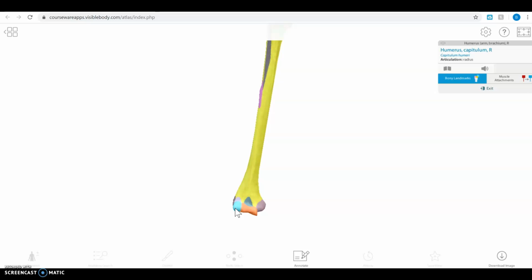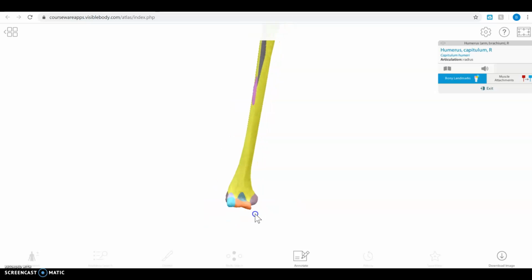When we talk about the radius and the ulna, the radius is the lateral bone. Since the radius articulates here with the capitulum, you know that this has to be the lateral side of the humerus. You can remember that the radius articulates with the capitulum if you've ever heard of RC Cola. Just remember RC, radius to the capitulum. It's this little ball-like projection on the lateral side.